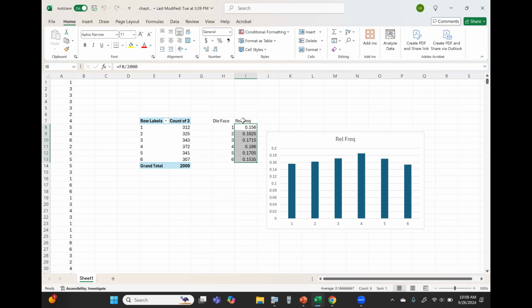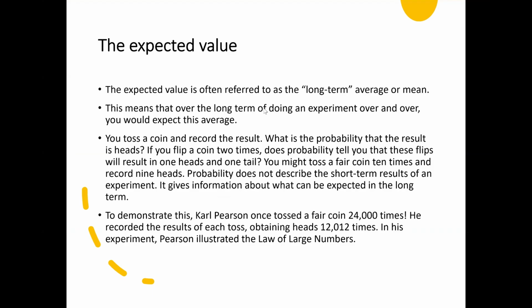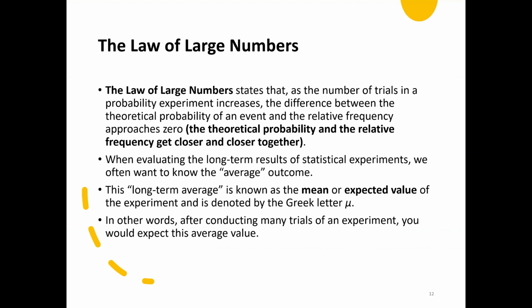But if I did this 10,000 times or 20,000 times, I would see that the relative frequency would get closer to the 0.1667. I'm pretty good here anyway, not too bad. Okay, so the law of large numbers says that as the number of trials in a probability experiment increases, the difference between the theoretical probability of an event and the relative frequency approaches 0. The theoretical probability and the relative frequency get closer and closer together.